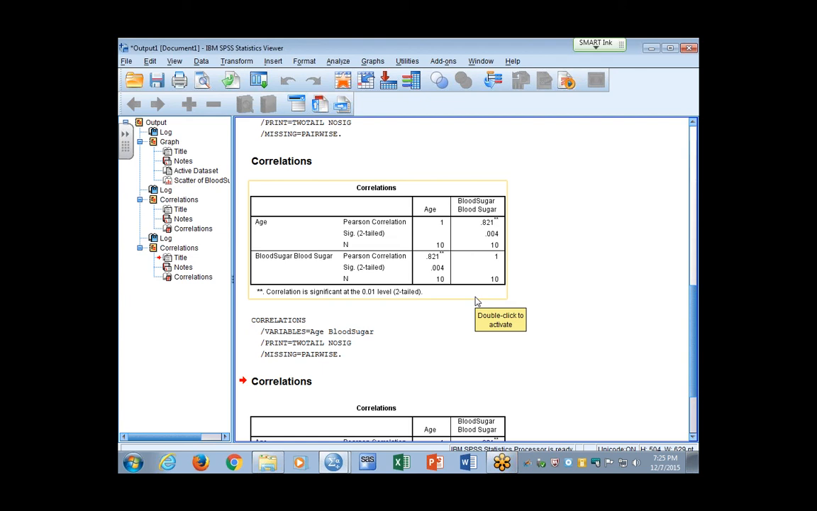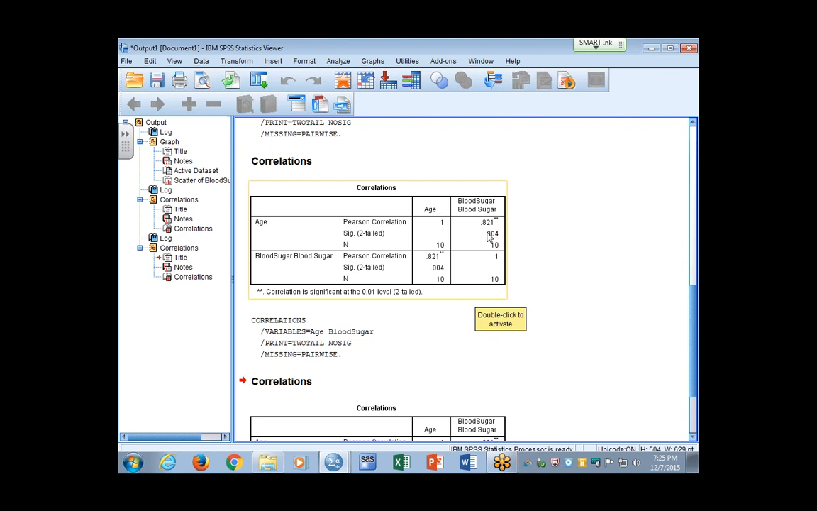So what's our null hypothesis? That there's no association between age and blood sugar, right? And what's another way of saying that? R is equal to 0. Our alternative hypothesis is that there is an association. Does it appear that there's an association? And is it a good association? Yes, R is 0.821.